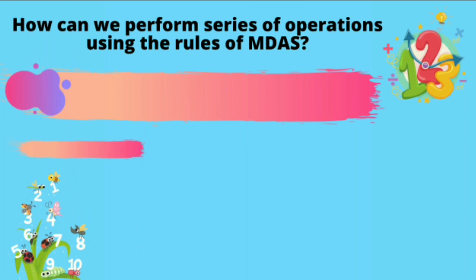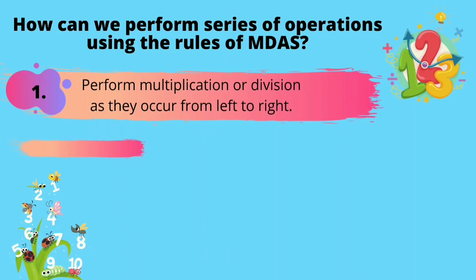How can we perform series of operations using the rules of MDAS? First, perform multiplication or division as they occur from left to right. So it is very important for us to know the left and right. As what has been said, we are going to perform multiplication or division whichever comes first from left to right.